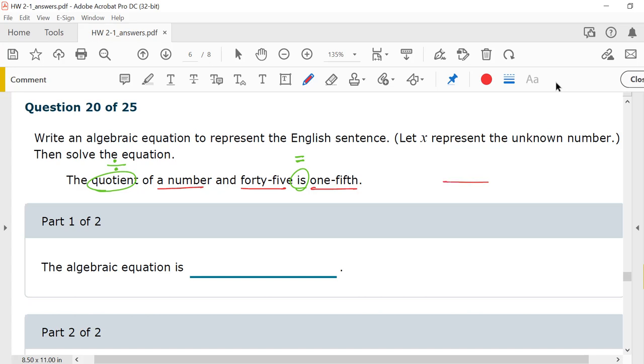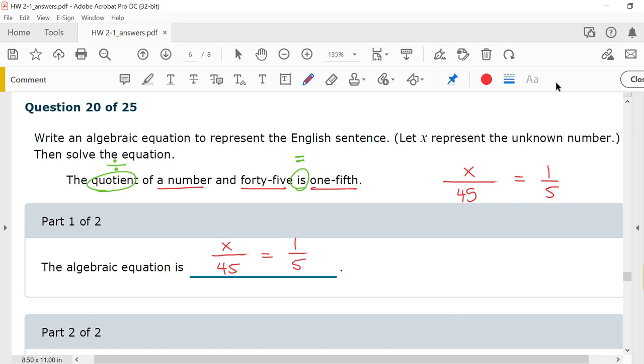Okay, we're going to divide two things. So I'm going to do a fraction bar. The quotient of a number, so put x on top, and 45, that's in the denominator, is 1/5. That's your equation. X over 45 equals 1/5.